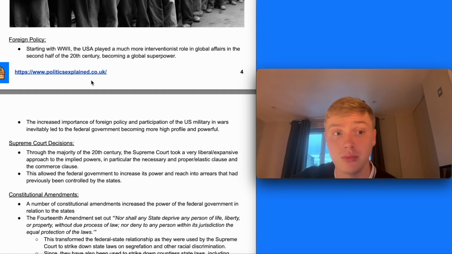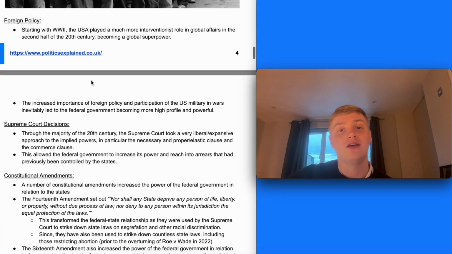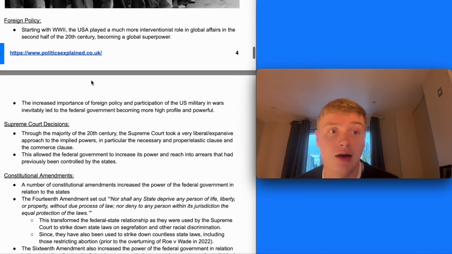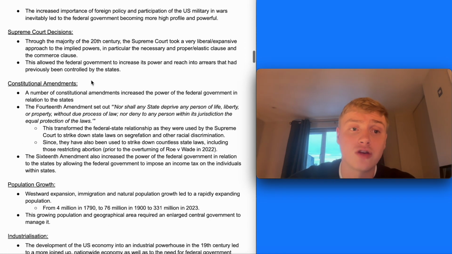Foreign policy was also really important. So starting with World War II, the US played a much more interventionist role in global affairs, and it's never really stopped in the second half of the 20th century, becoming a global superpower. And the increased importance of foreign policy and participation of the US military in wars inevitably led to the federal government becoming more high profile and powerful, and just having to have a lot more funding as well, becoming a lot larger.